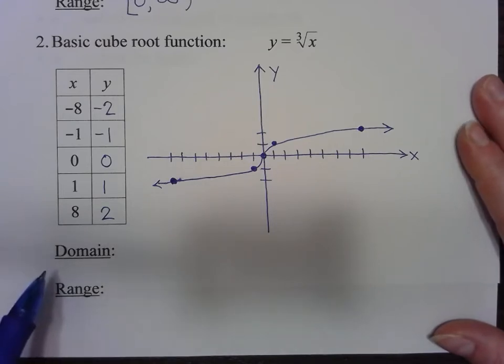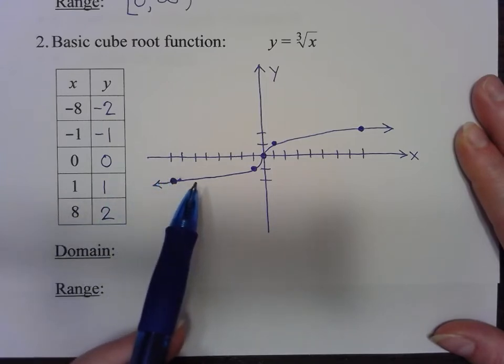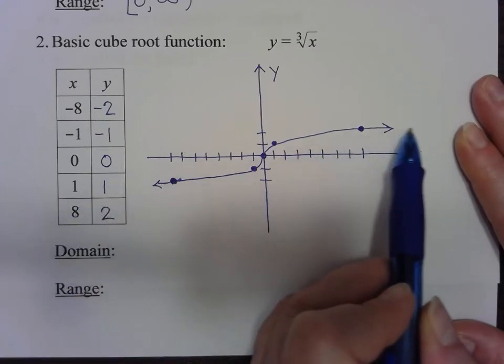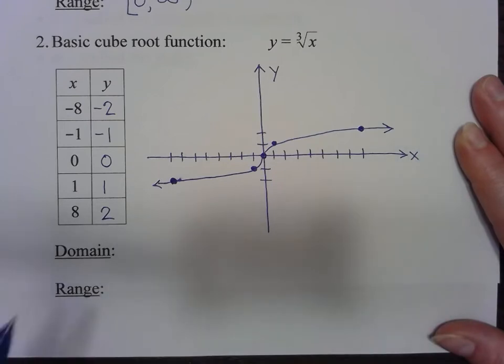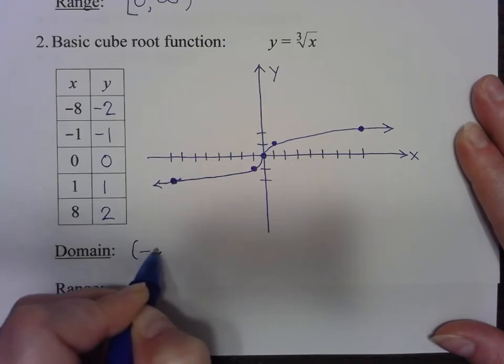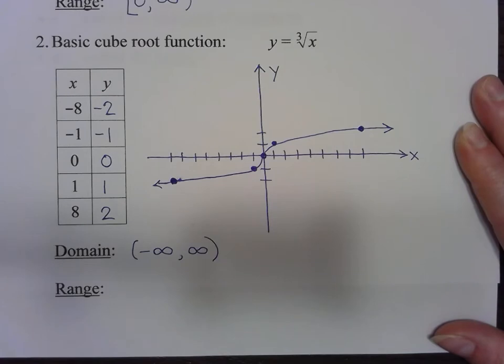Okay, so let's put in the domain and range. From left to right, I really don't have a stopping point, right? I'm going to continue all the way left, and I'm going to keep going all the way right. Because we've said we can put in negatives, we can put in 0, we can put in positives, there's really no number that we can't use in a cube root. So it's going to cover all real numbers, negative infinity to positive infinity.